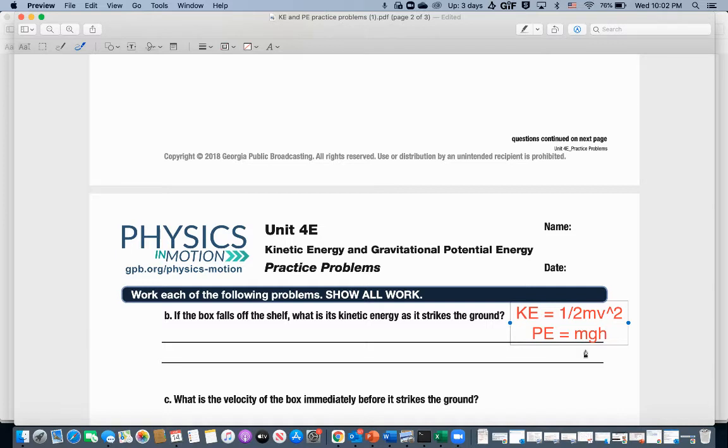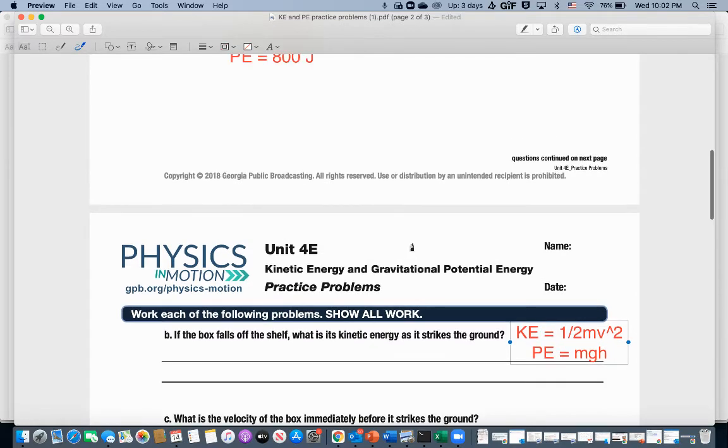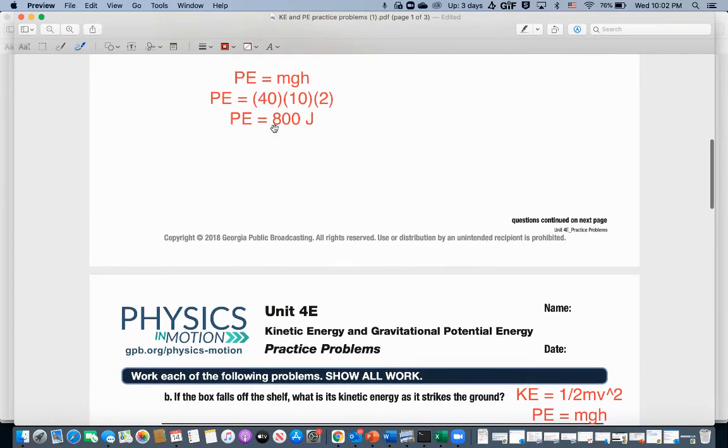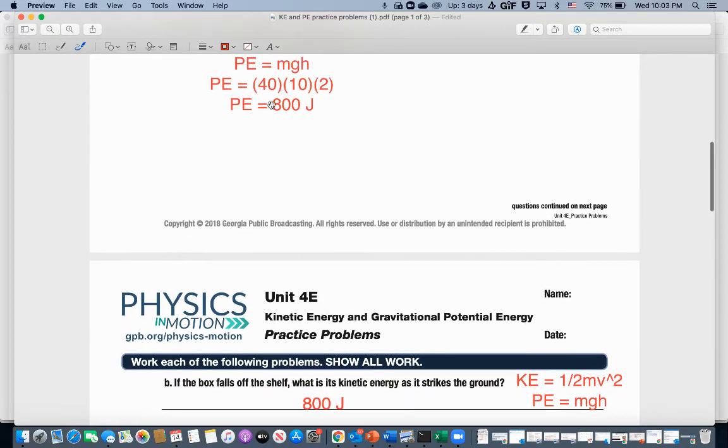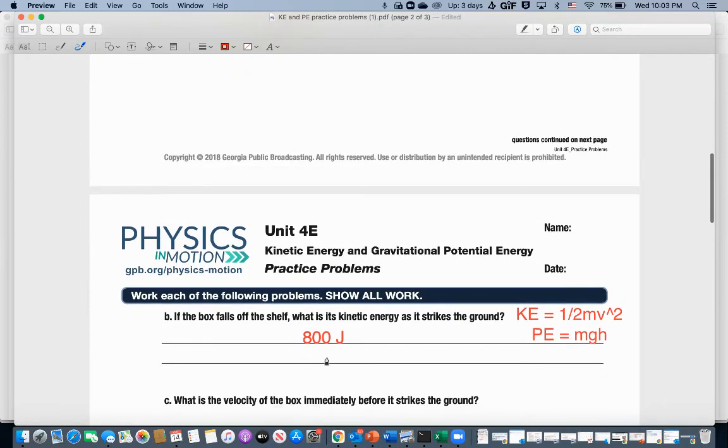Well, it starts in the air, and it's going to gain speed. So it's going to convert all of that to kinetic energy. We know that if it starts with 800 potential, that has to go somewhere. So that's all going to go to 800 joules. So the box falls off the shelf with kinetic energy. As it strikes the ground, it's got to be 800 joules. It has to be the same amount that it started with. So it started with 800 joules here, and it has to end with 800 joules here.